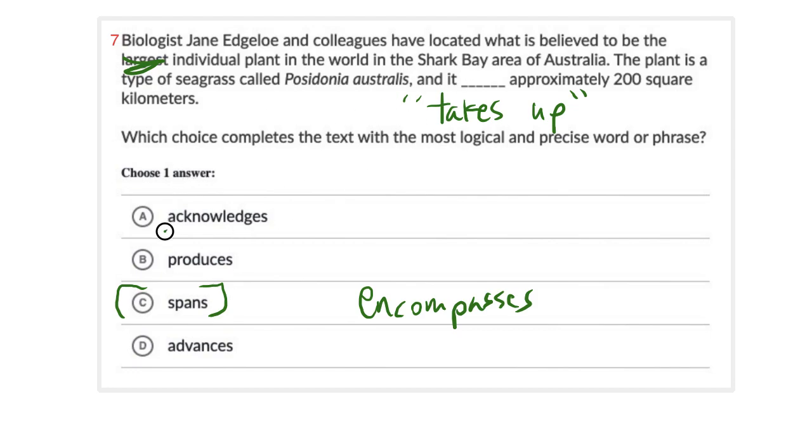So, I don't think a plant can acknowledge anything. It doesn't really make sense to talk about a plant producing kilometers. Kilometers of what? And then advances, I don't know.